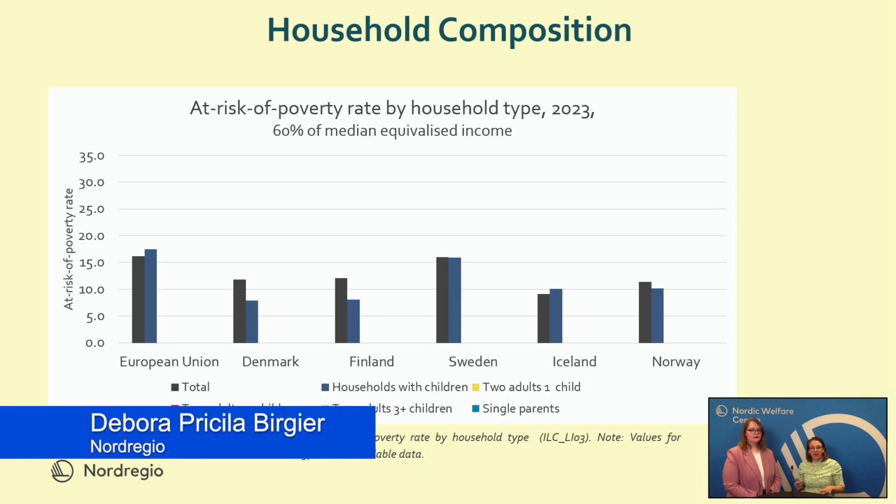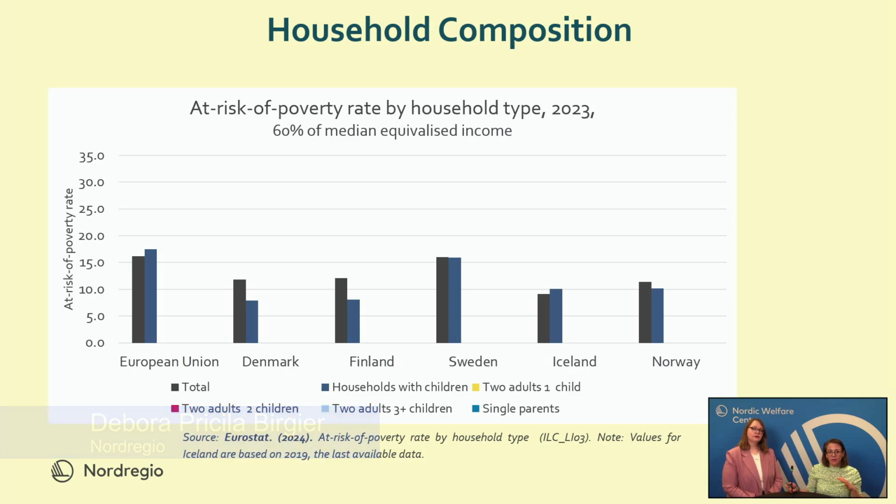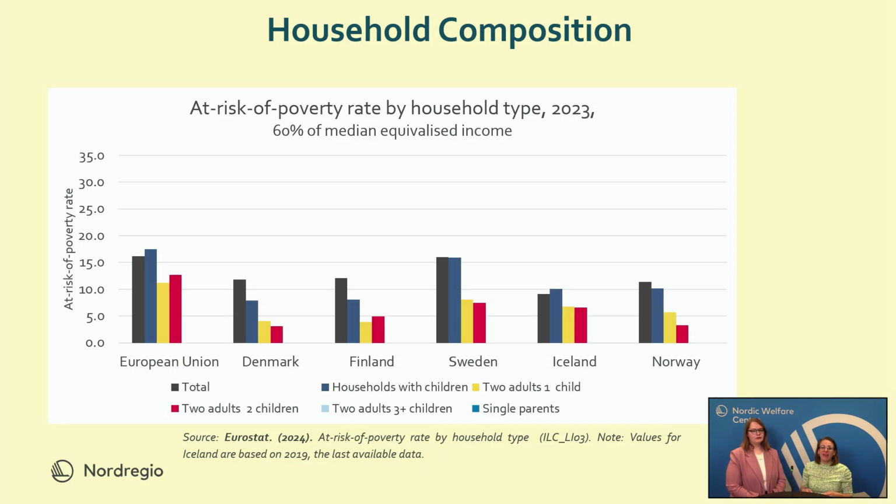So now looking at the effect of household composition, or how these differ across household types. What you see here, the black line is the overall total population, and then we see the situation of households with children, and we see that overall in the Nordics, households with children do not suffer from higher risks of poverty relative to the total population. And when we focus specifically on households with one or two children with two parents, we see that these groups have lower risk of poverty relative to all households with children.